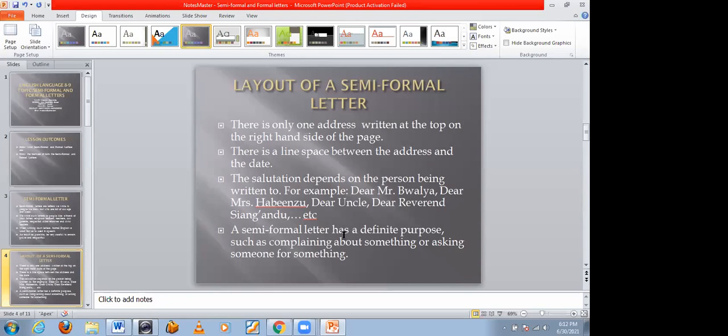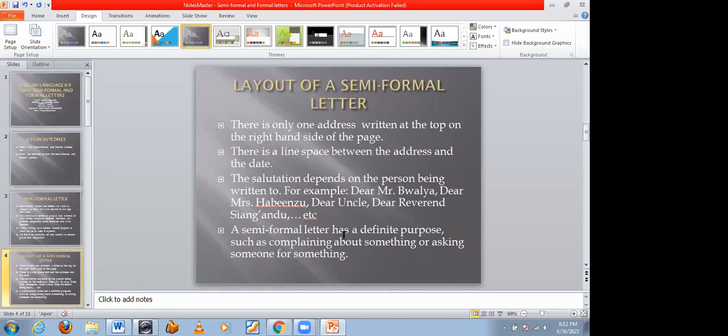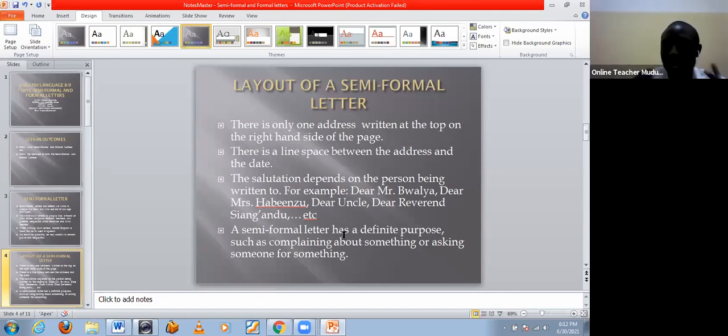From there, we also have a salutation, just like we saw last week. But this salutation is a bit different from the one we saw last week. Now, this one depends on the person that you're writing to. For example, you can write, Dear Mr. Warrior, Dear Mr. Mrs. Havens, Dear Uncle, Dear Reverend Siang'andu, and so on and so forth, right? So you address these people you're writing to, unlike in the informal letter where we said you write your friend's first name or your brother's first name.